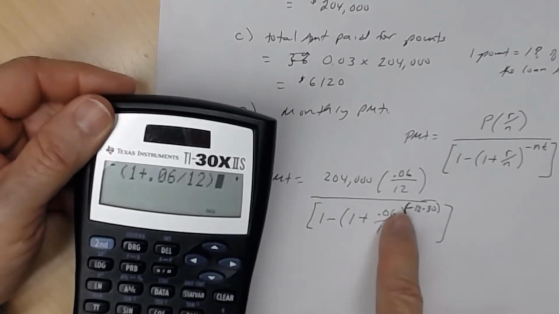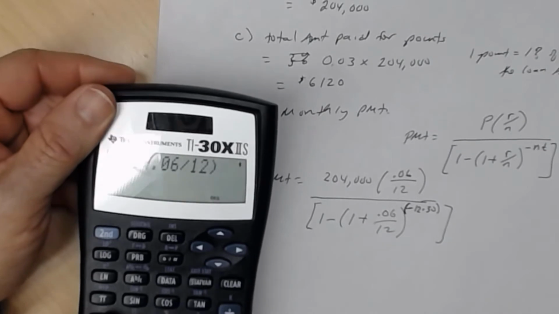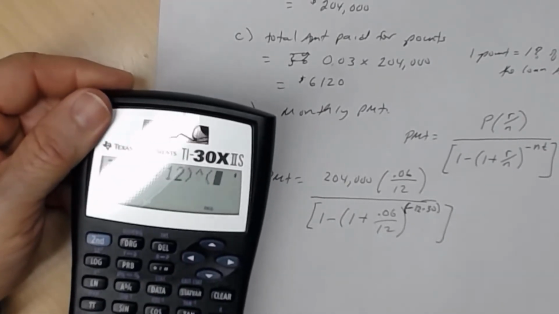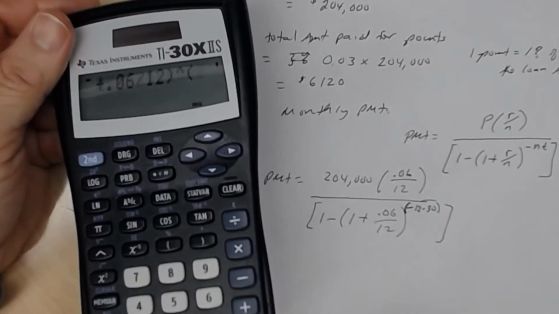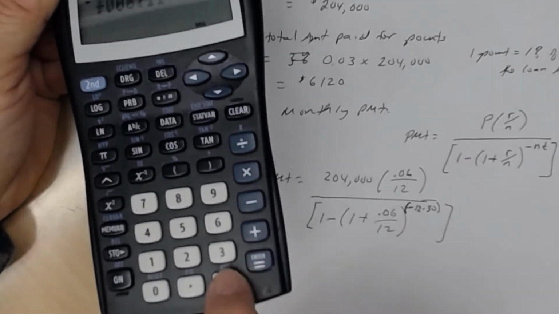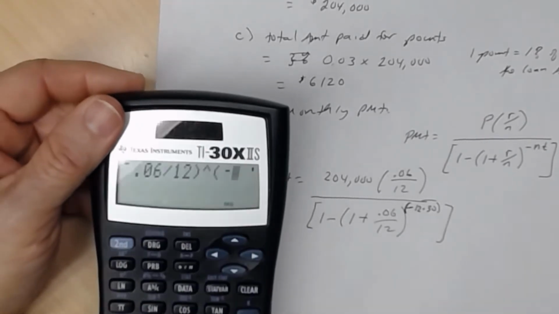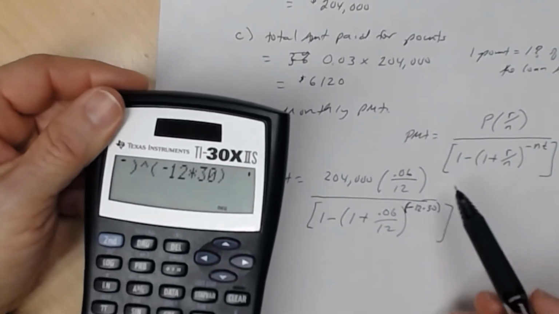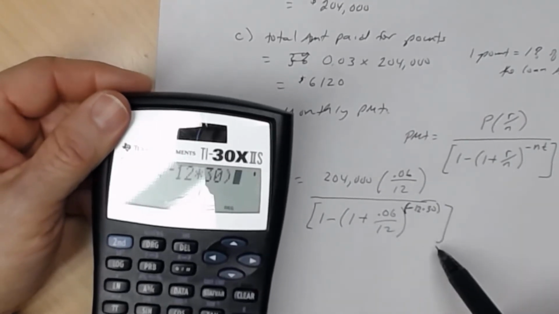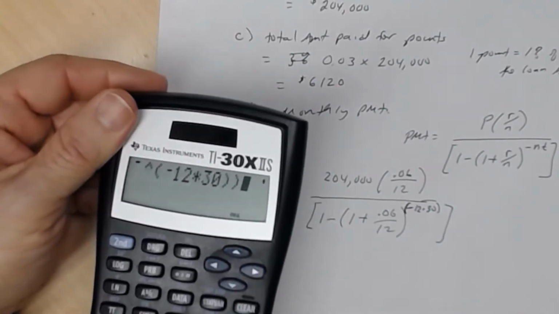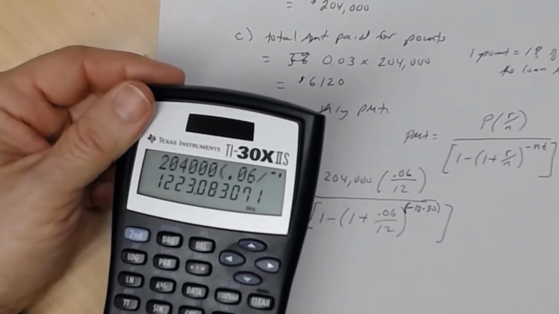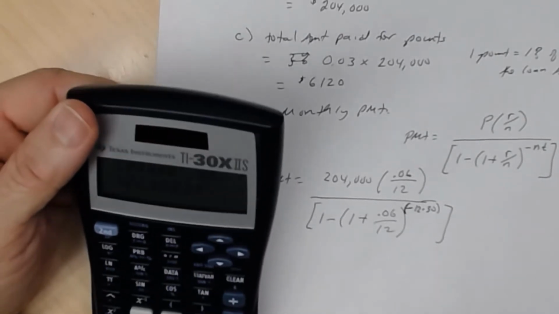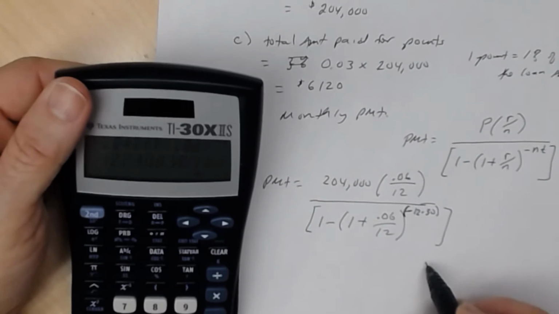All right, now you're going to raise this. That's an exponent, so you're going to raise it right here. Open parentheses, negative. Your negative button's right here. Negative 12 times 30. Close that parentheses. So that's this, and then you need another parentheses for the whole denominator. Then press equal, and you should get $1,223.08.